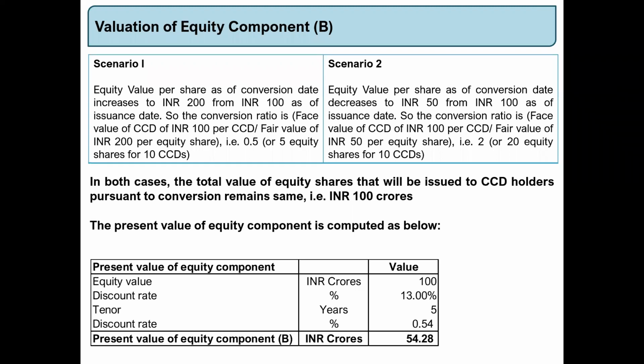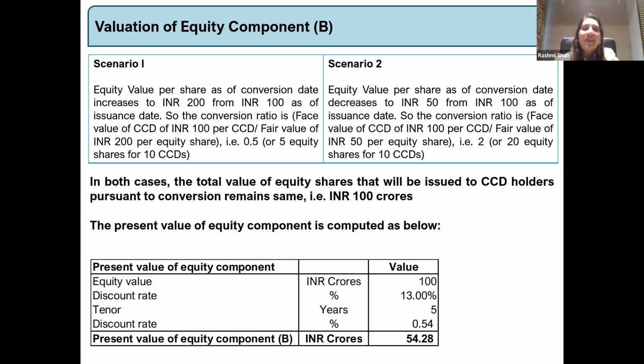I'm sorry to interrupt here. Actually, the real challenge for all of us, or maybe at least for me, is how to determine a value per share at the time of conversion. That's what I'm saying. When you get a clause that your CCDs will get converted as per FMV of shares, there is no challenge, because whether the price of the share goes up or down, your conversion ratio will only change. What the CCD holder ultimately gets pursuant to the conversion remains the same. That's 100 crores.